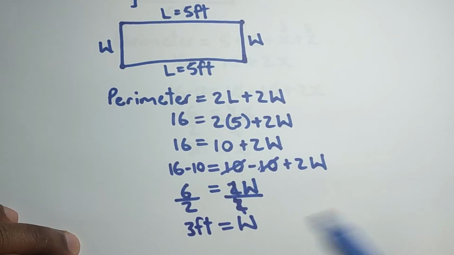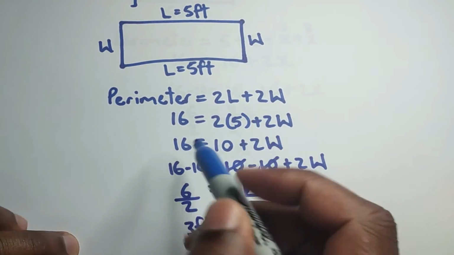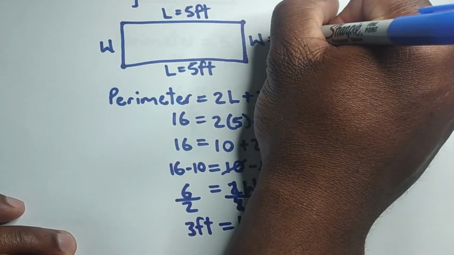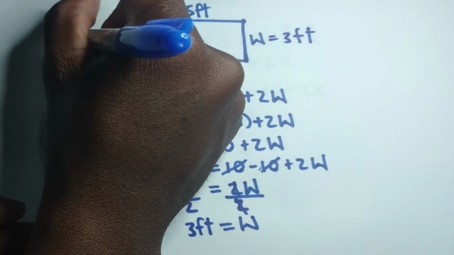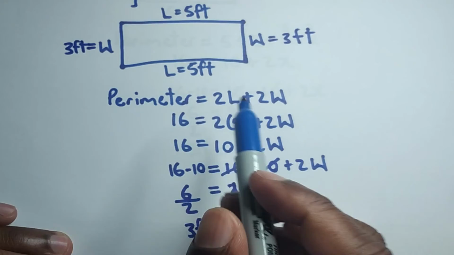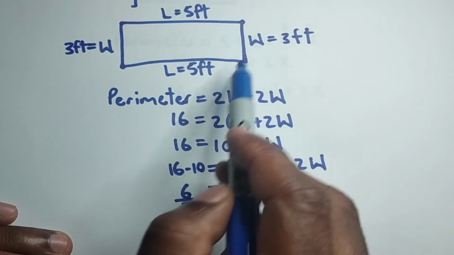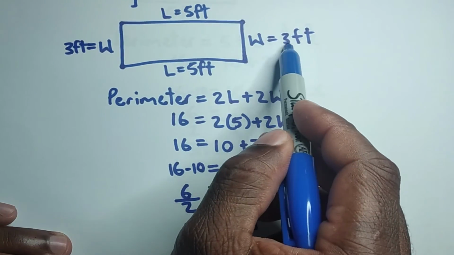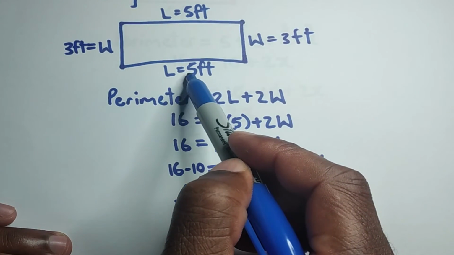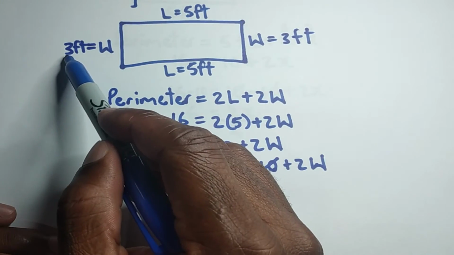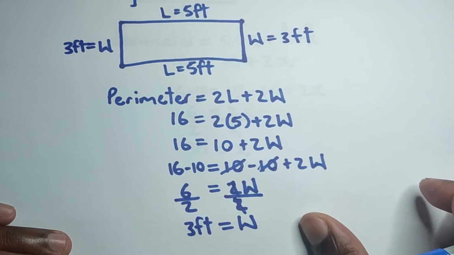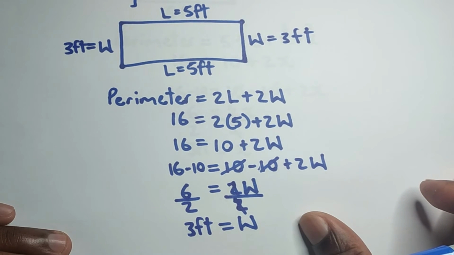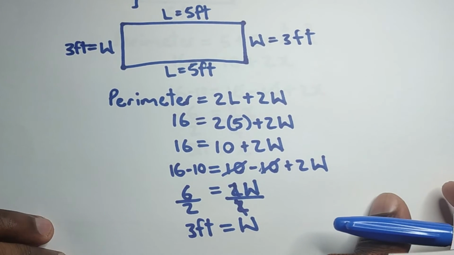And you can always test this out. If the width is 3 feet, this would also be 3 feet. When you add up all the sides, you should obtain the perimeter to be 16. So 5 plus 3, that's 8, plus 5, that's 13, plus 3, 16. So that proves that our answer was correct. This is pretty much how you treat question 14.